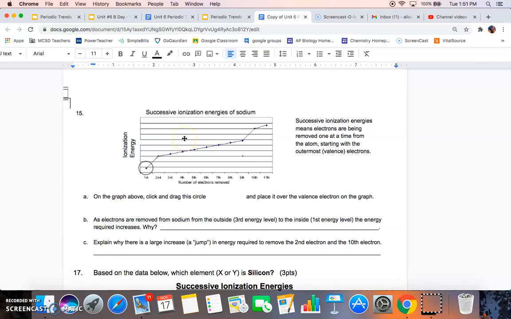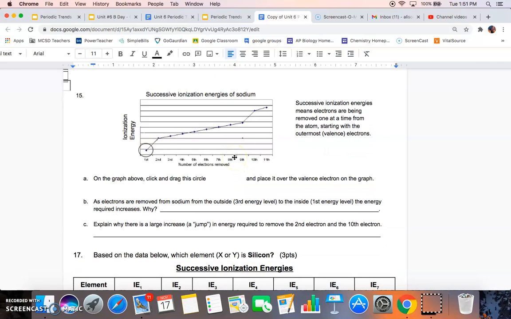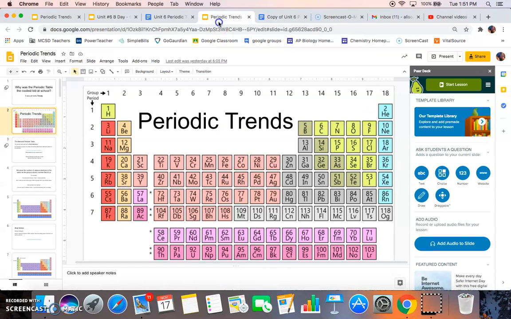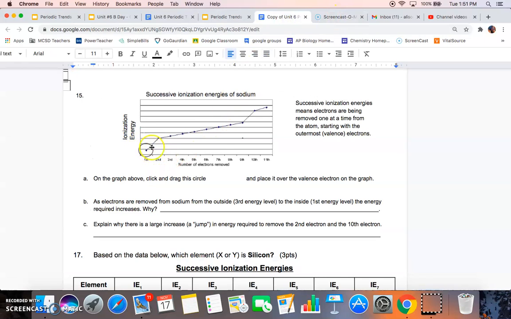So we have successive ionization energies. What would happen if I took an electron off one by one? And this is for sodium. If we look at sodium on the periodic table, it's in this very first column, right? So it's in column or group number 1, which means it has one valence electron. And here's where that is. So you were told to drag that circle to that one valence electron, and that's this one dot way at the bottom left-hand corner.